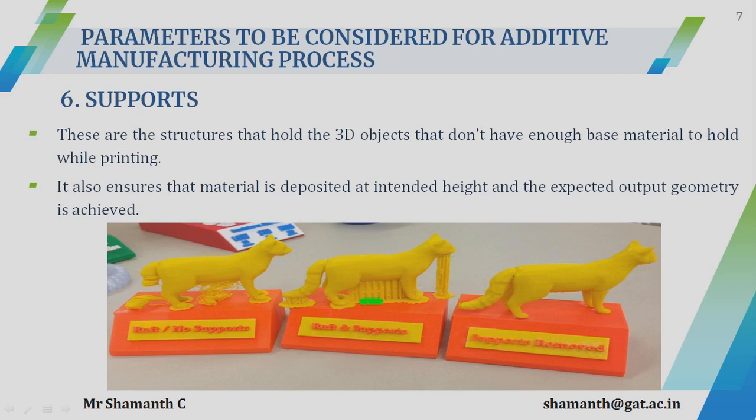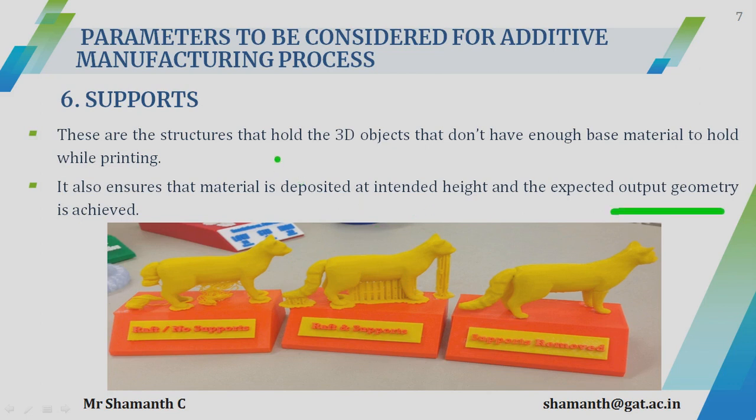Okay, even here there are supports, which are nothing but support for the body of the animal, and then support for the tail of the animal. So whenever you have overhanging structures, you need to give the support so that it will be printed at the intended height and you get the expected output geometry. That is why supports are also very important.